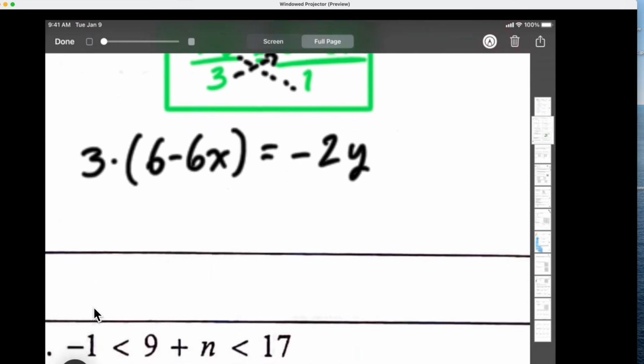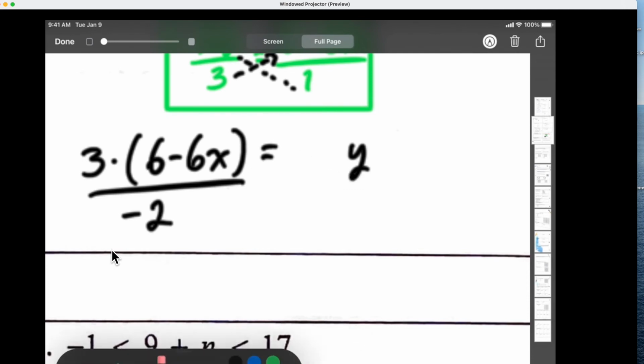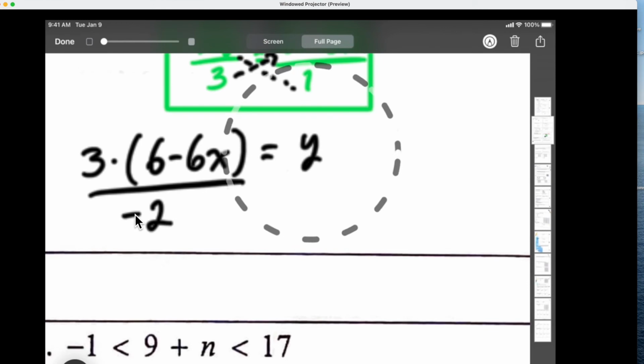Now, I'm almost done. This negative 2 is preventing me from solving for y. I'm going to divide by this. And my final answer is going to be y equals all of this on the left side.